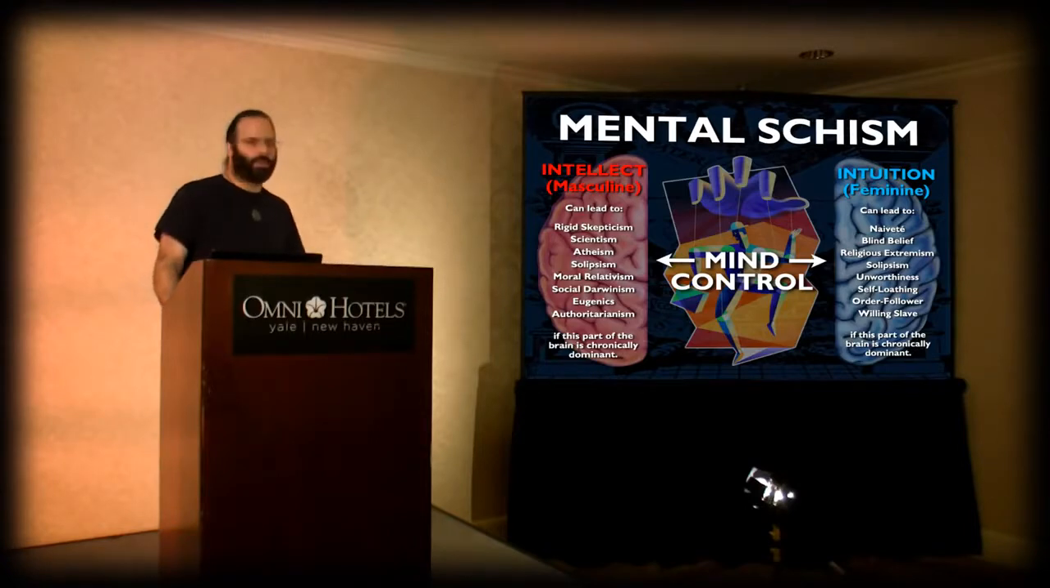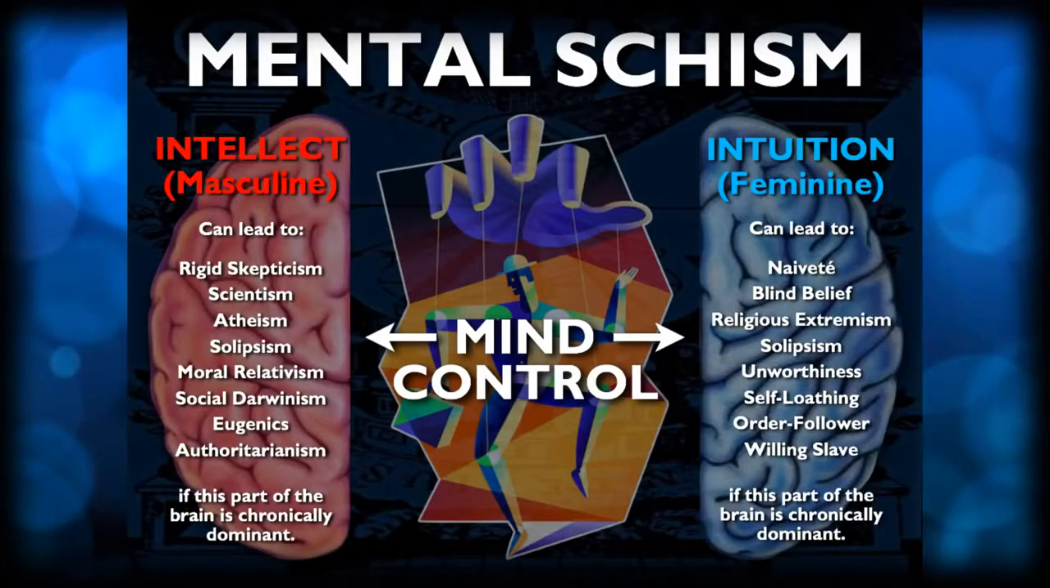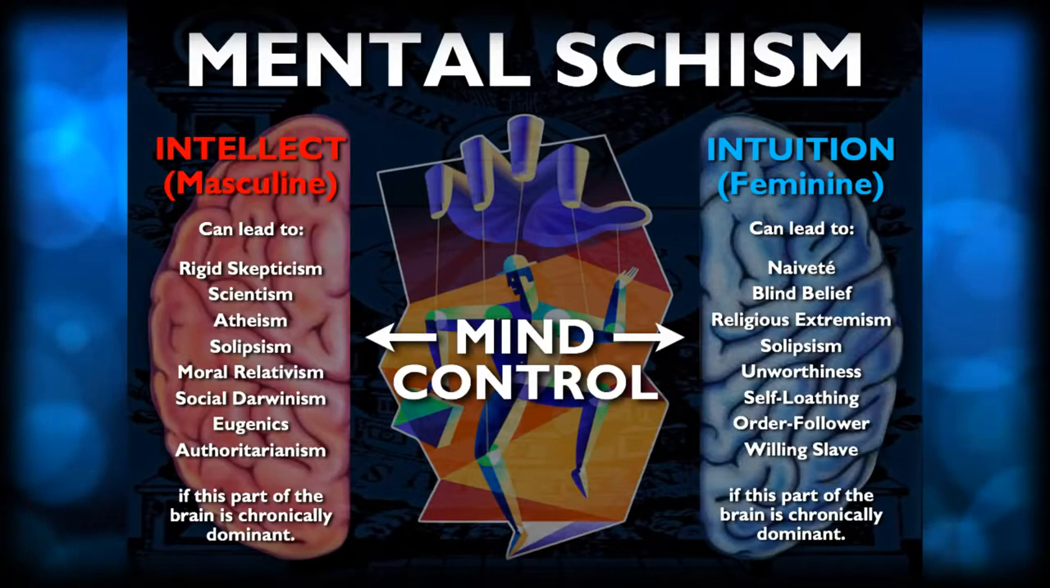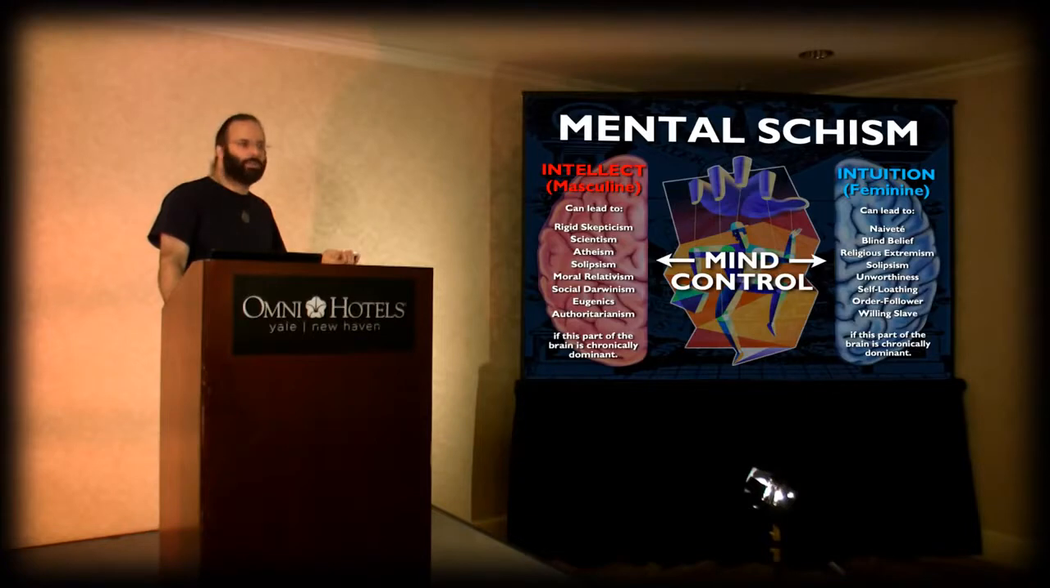So when we're in this schism, and again, most of humanity is, if we're overly intellectualizing everything and we're too much in the masculine hemisphere of the brain, okay, we're not using the right or intuitive capacities of the brain, the right brain hemisphere. What this can lead to in the world is, again, rigid skepticism. Now, what did we say about that? It's not conducive to learning. People aren't really going to learn when they're rigidly skeptical. This is a hallmark of scientism.